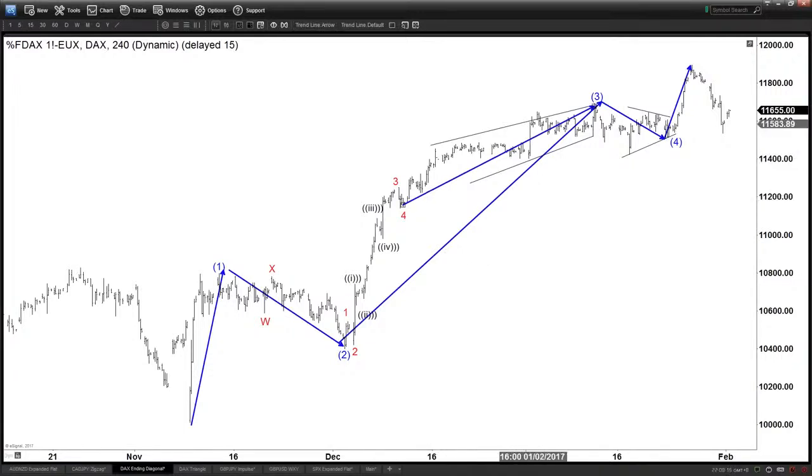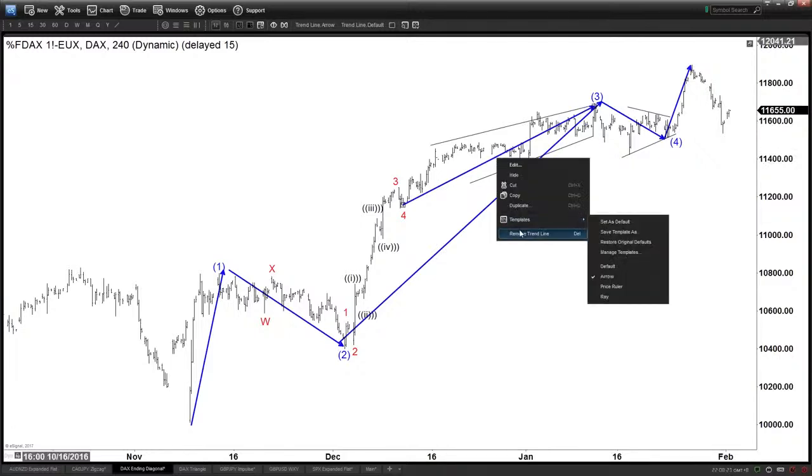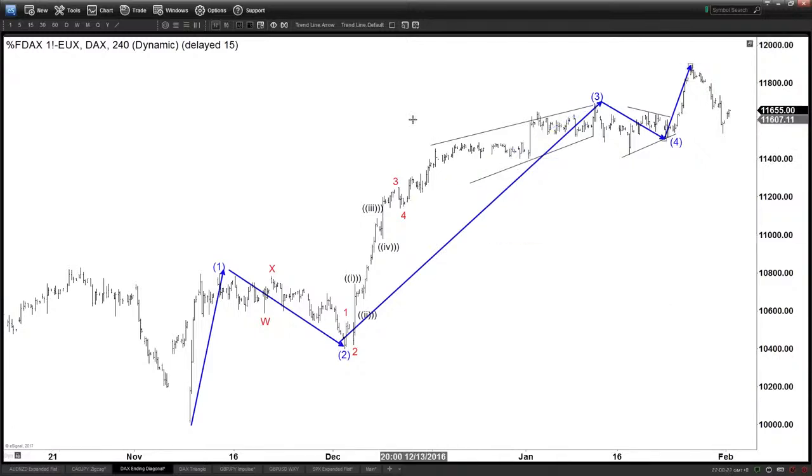You see 1, 2, 3, 4, 5. Now, if you want to subdivide it in the ending diagonal here, so this is 1, 2, 3, 4, 5, looking like a wedge, right? So that's an example of an ending diagonal. This is also an example where you get extension in the wave 3 because you see it's extended, right?